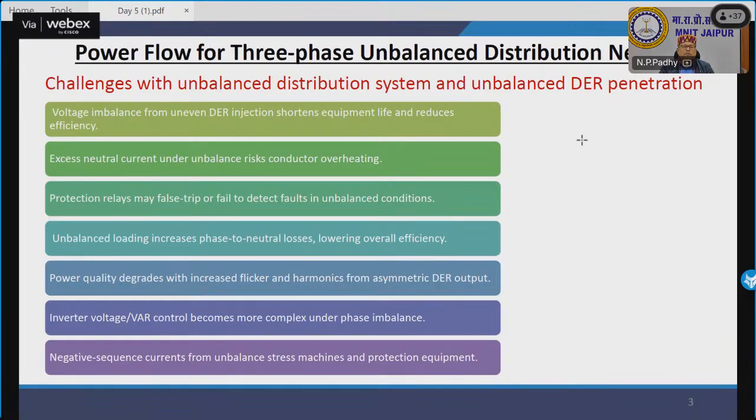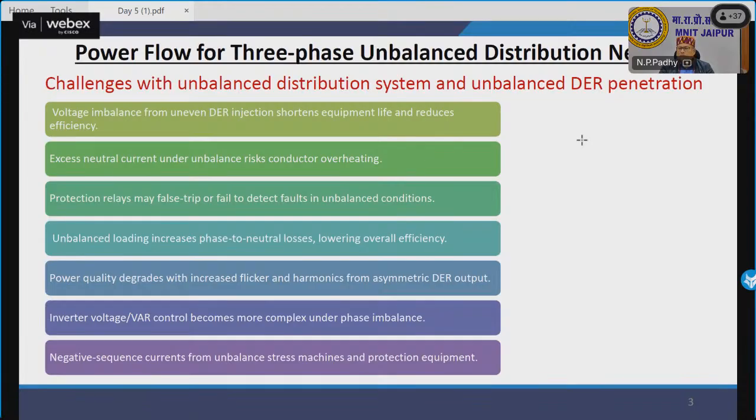Now, when you connect any equipment to a three-phase system which is purely unbalanced, that leads to loss of life, the duration of operation may reduce. Now, the excess neutral current under unbalance risks conductor overheating, because if there is too much unbalancing, then you will have a neutral current which will be reasonably higher, which may lead to neutral conductor failure.